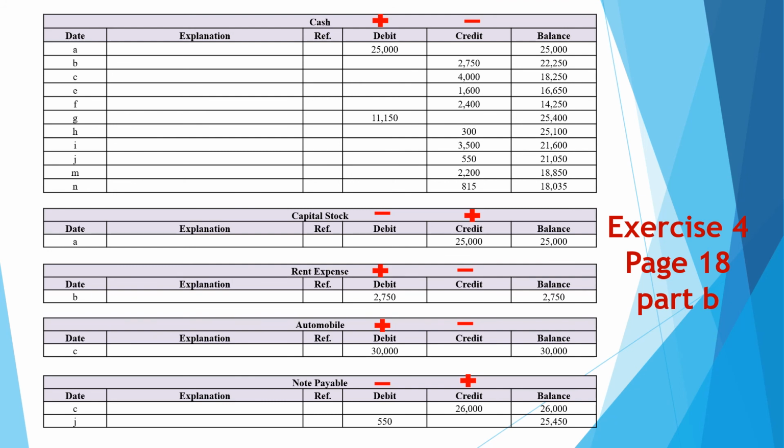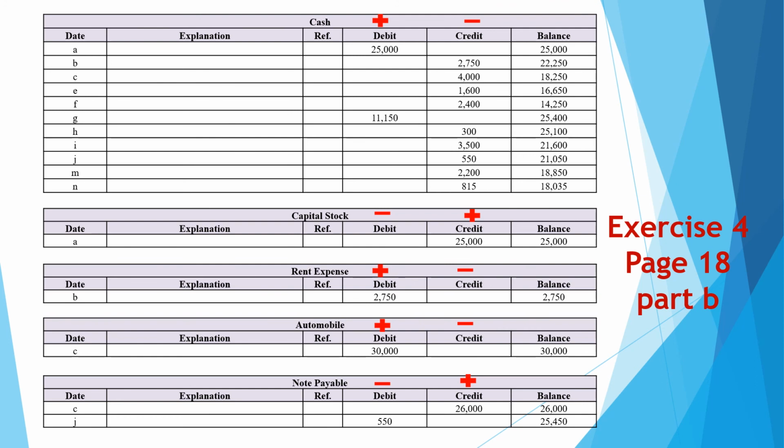That's why I put the plus above the credit and I put the minus above the debit. However, note payable appears the first time in the journal on transaction C. It was in credit 26,000, and we transfer the 26,000 credit amount from the general journal to the ledger, and for the balance in the first row, it is the same as the amount, so 26,000 and 26,000.